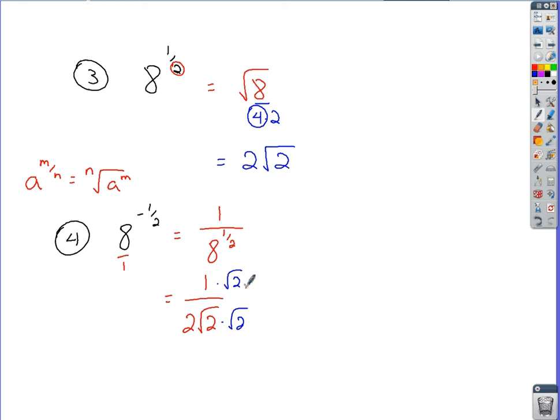Multiply the top and the bottom by the square root of 2. And in the end, a more simplified answer would be square root of 2 on top over, all right, we've got 2 times the result here when we multiply the 2 roots, which would also be 2. So 2 times 2, we got 4 on the bottom. That'd be a better answer.